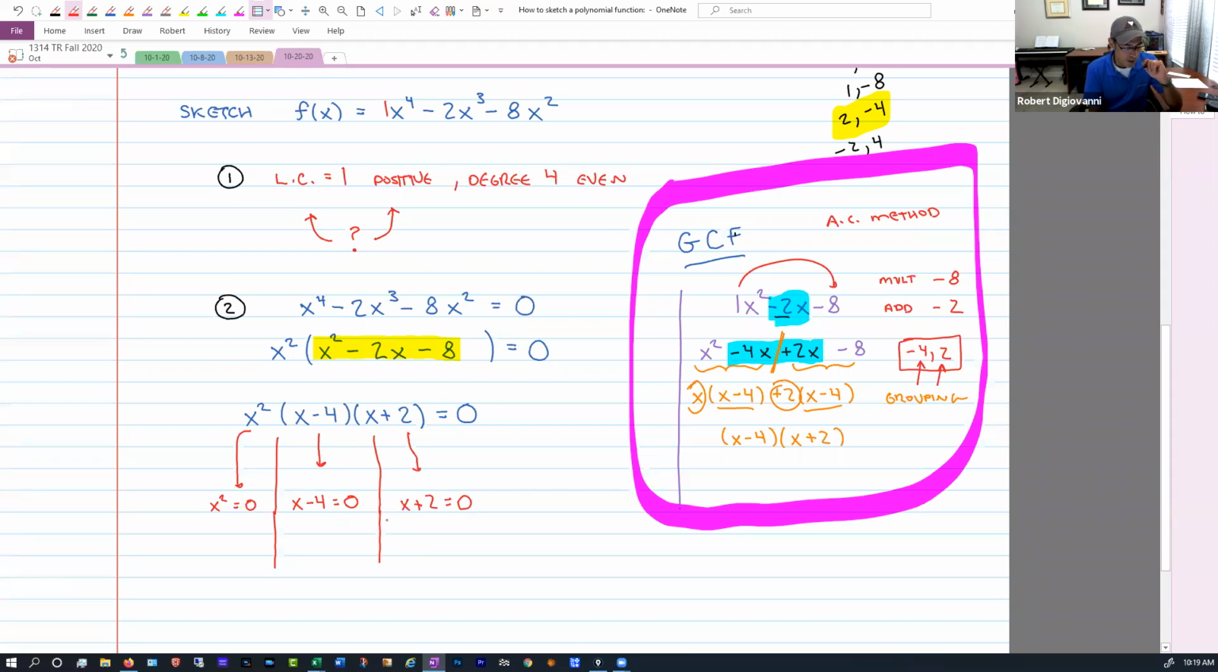So on the first one, what number squared is 0? What's the only number you can multiply times itself and get 0? 0 itself. Okay, so that's one x-intercept. On the second one, just add 4 to both sides. So you get x is 4. On the next one, subtract 2 on both sides, so you get x is -2. All right. So we have 3 x-intercepts, right? Does anybody have a question up to this point?